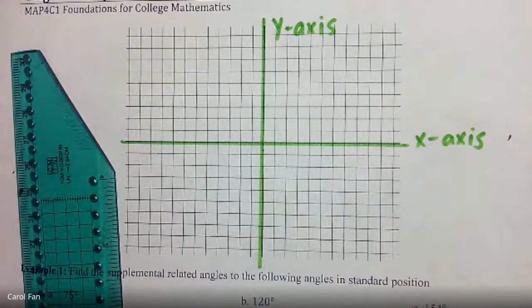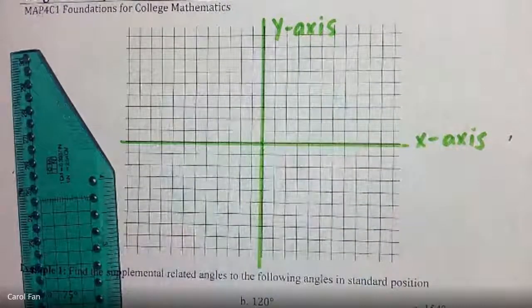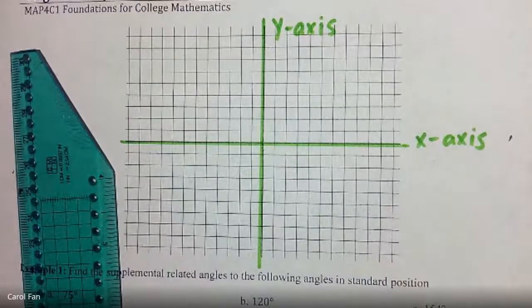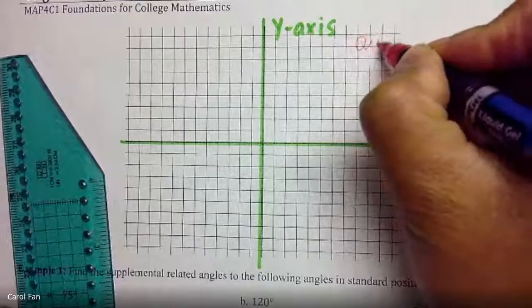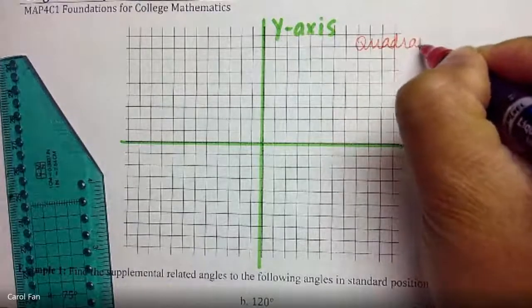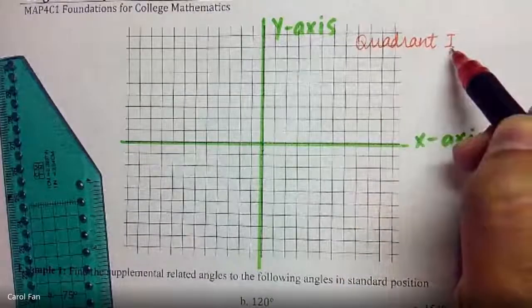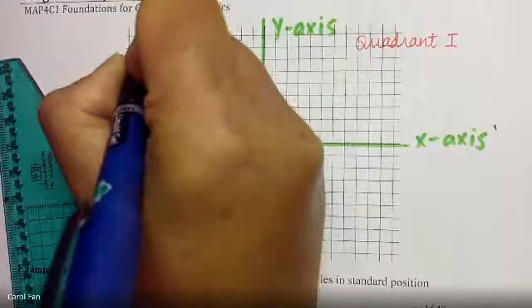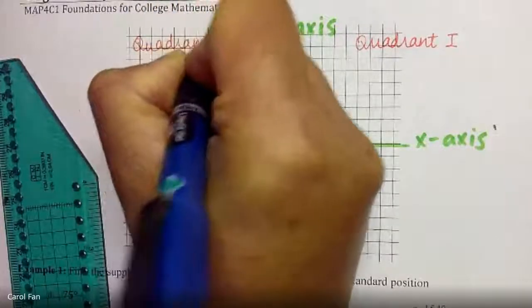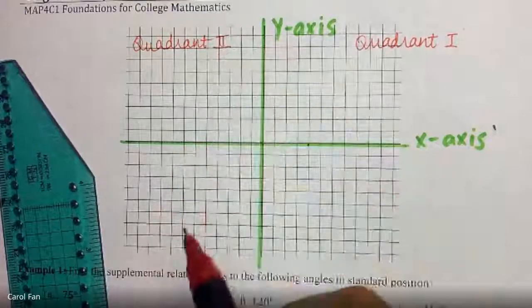Now the axes divide our Cartesian plane into 4 quadrants, and we start counting counterclockwise. So this one is called quadrant 1. We use the Roman numeral to indicate the quadrants. Our second one, we have quadrant 2, so 2 I's.